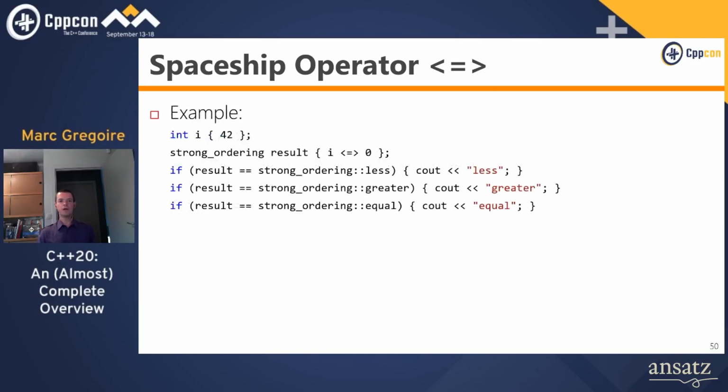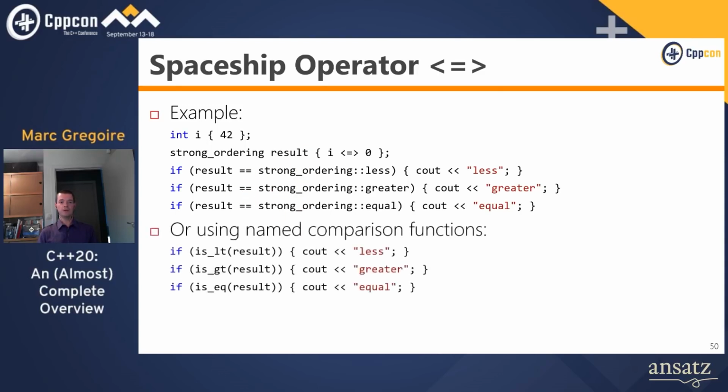How to use it? So here I have an integer, and I want to compare that integer with 0. So I just use a spaceship operator to compare it with 0. And with this one operator call, I know whether 42 is less than 0, greater than 0, or equal to 0. And you can verify the result, or you can analyze the result with this syntax. Additionally, there are named comparison functions. So instead of writing something like result equal strong ordering less, you can just use the named comparison function is less than result.